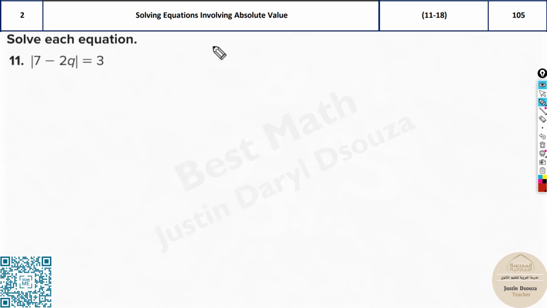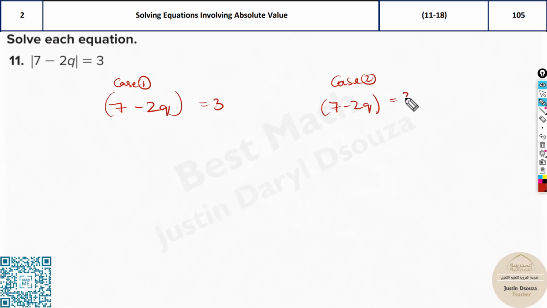So the same thing here, case 1, what happens? Whatever is inside the modulus symbol, that modulus means two lines, absolute value, 7 minus 2q, can be positive. Let me write it as it is. And case 2, I'll take it as negative. Case 2, what I do? It'll be 7 minus 2q is equal to 3. This entire thing, whatever is inside the modulus, will be minus here. So this is it. Now you can either manually solve it or directly in the calculator.